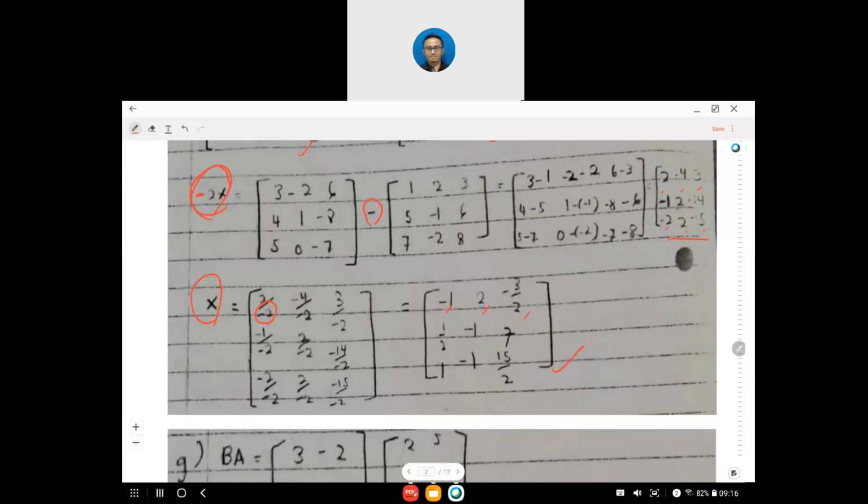Negative 3 over 2, 1 over 2. Negative 1, 7. 1, negative 1, 15 over 2.